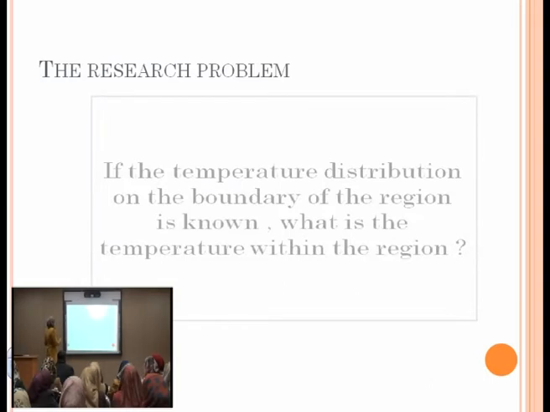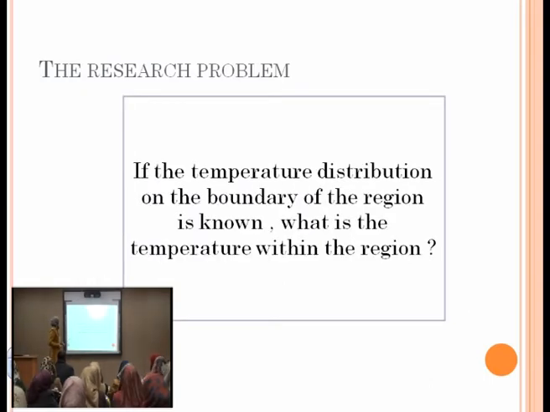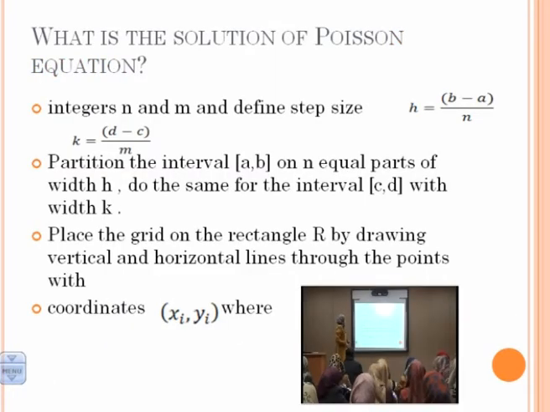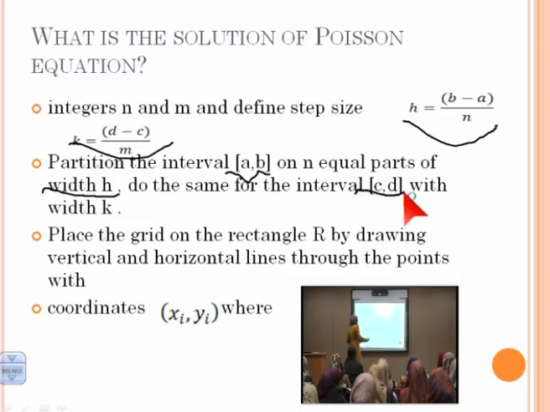The research problem. If the temperature distribution on the boundary of the region is known as a Dirichlet boundary condition, what is the temperature within the region? This is what I'm going to solve today by using a numerical method. What is the solution? First of all, we should determine the step size, which is h equals (b minus a) over n for the x-axis, and k equals (d minus c) over m for the y-axis. Then I partition the interval [a, b] for x into n parts with width h, and do the same for the y-axis in the interval [c, d] with width k.